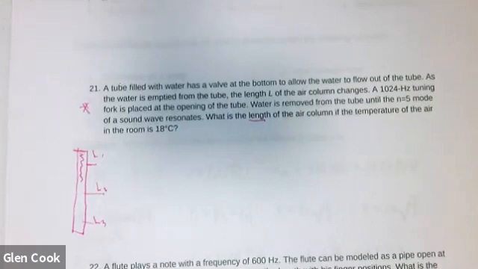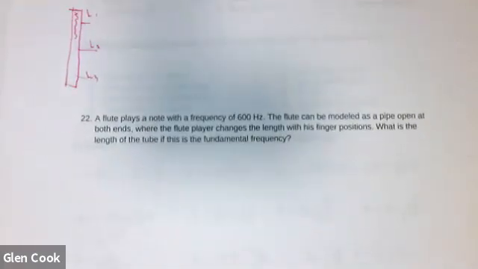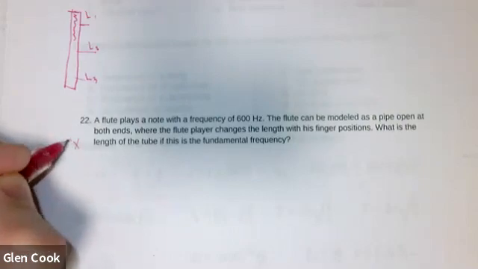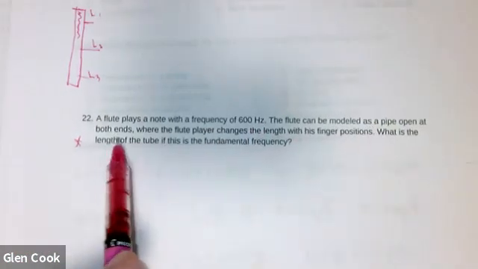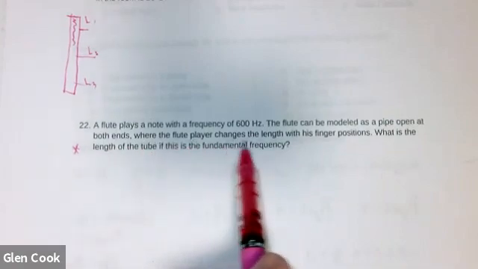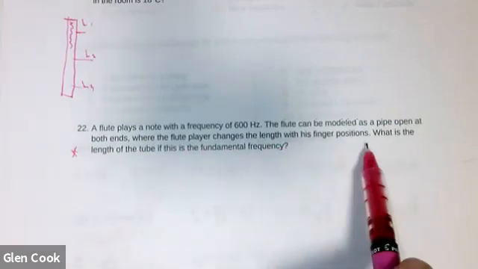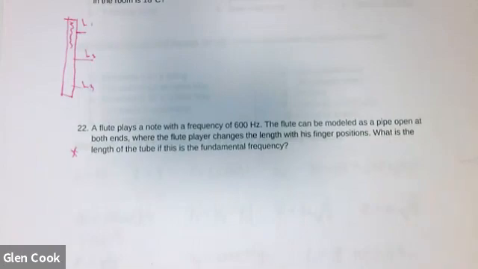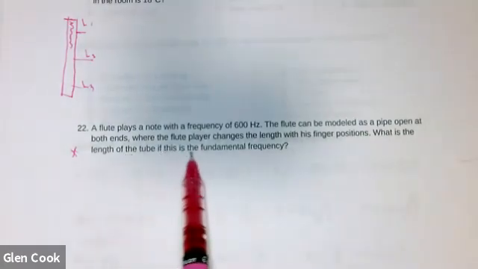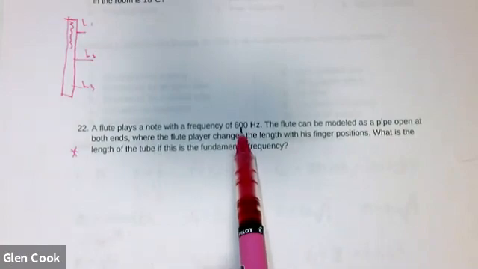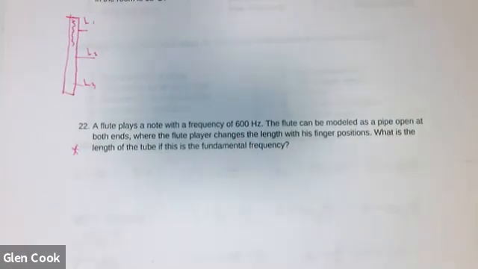Okay, let's look at number 22, also on your list to do. A flute plays a note with a frequency of 600 hertz. The flute can be modeled as a pipe open at both ends, where a flute player changes the length of the tube with his finger position. So as they use the buttons on the flute, they're changing the length. What is the length of the tube if this is the fundamental frequency? So this is F0, and it's open at both ends. So again, it's a tube. And then number 23 is a problem.